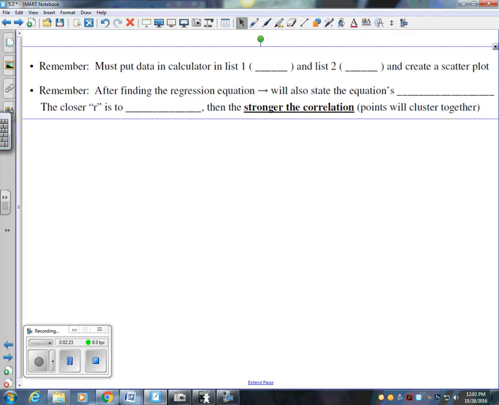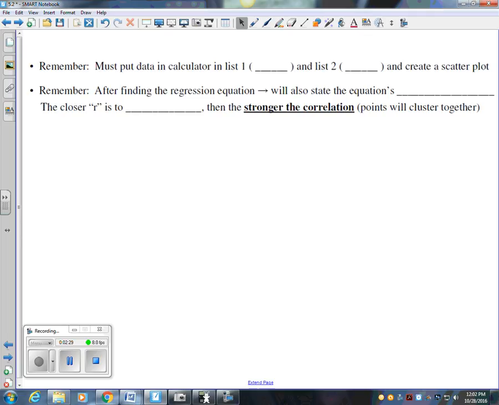All right, remember that you must put data in the calculator in list 1, which is L1, which is your x values, and L2, which is your y values. They create a scatter plot. After finding the regression equation, you will also need the correlation coefficient, which is your R value. The closer R is to -1 or 1, the stronger it is. So we've talked about that.